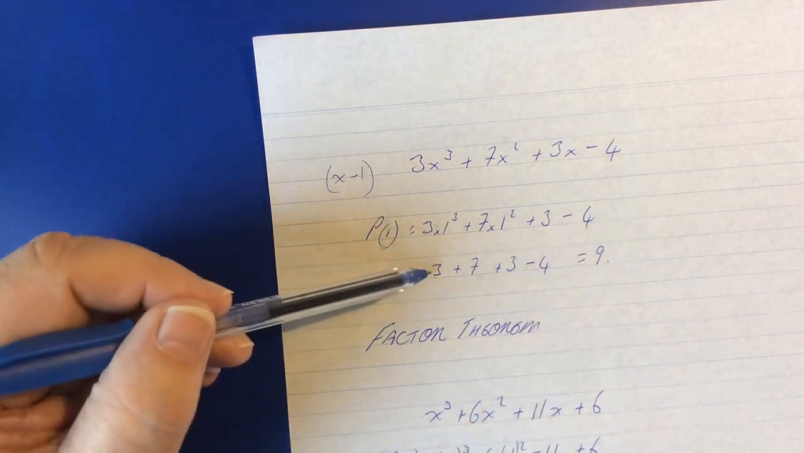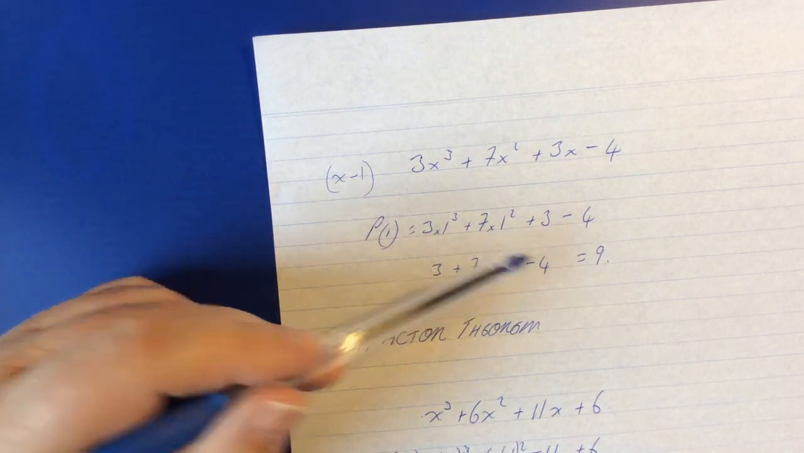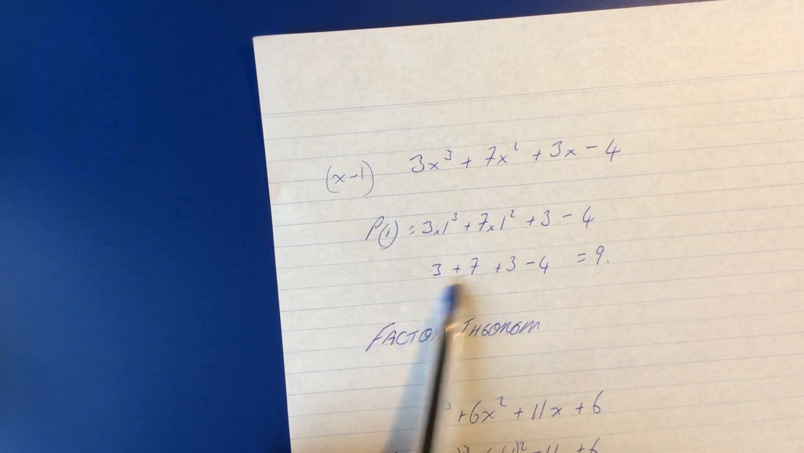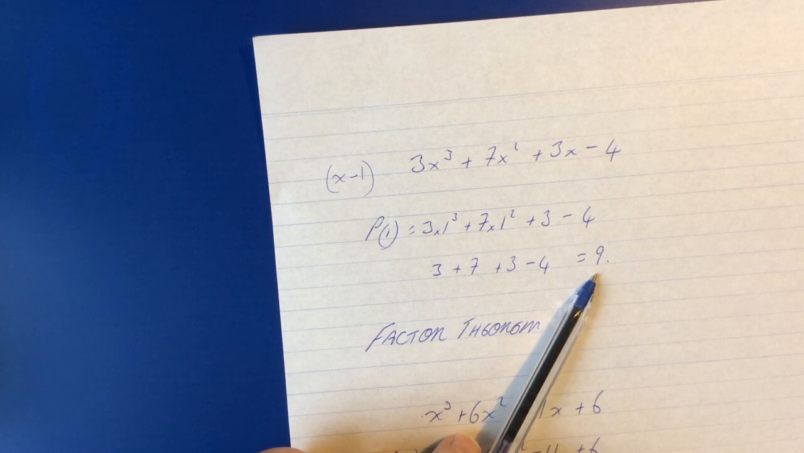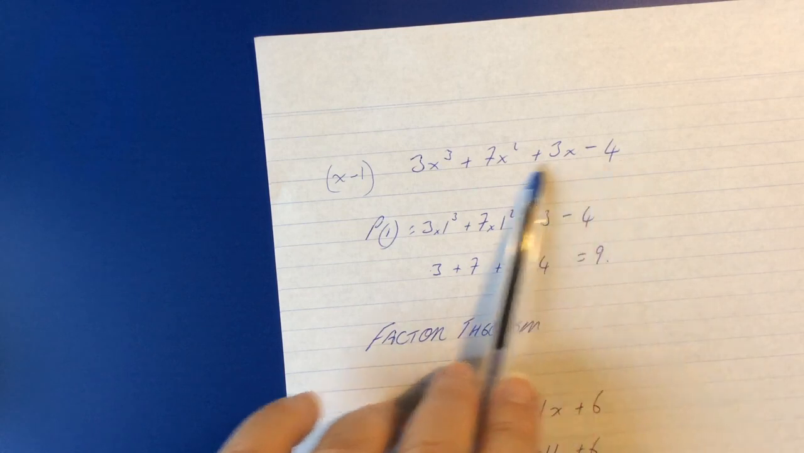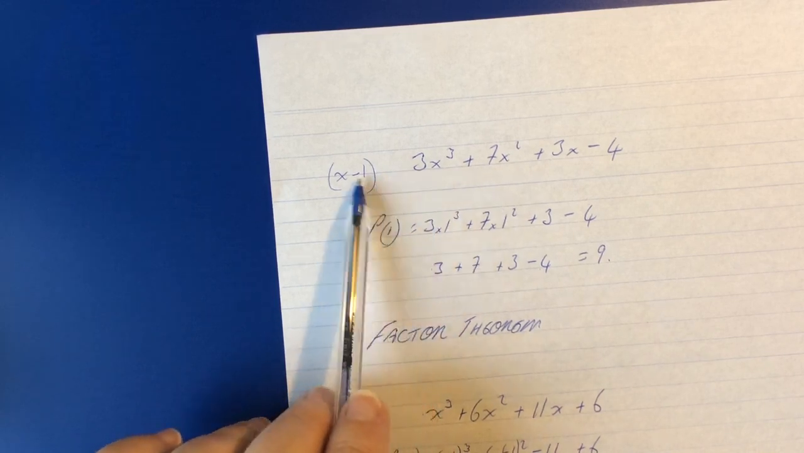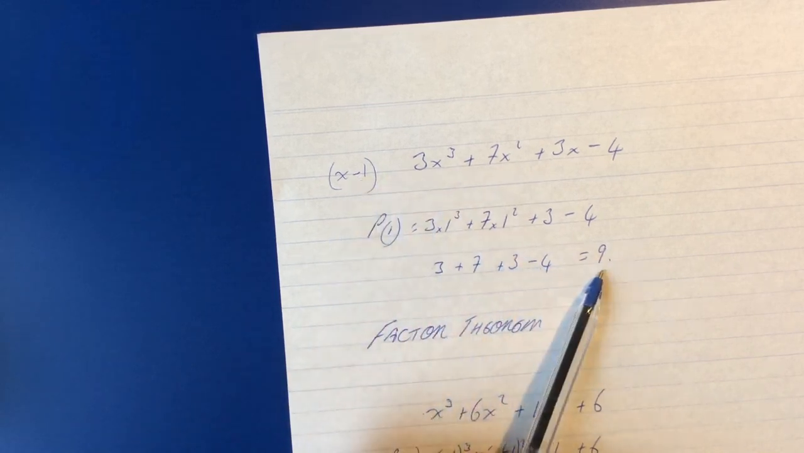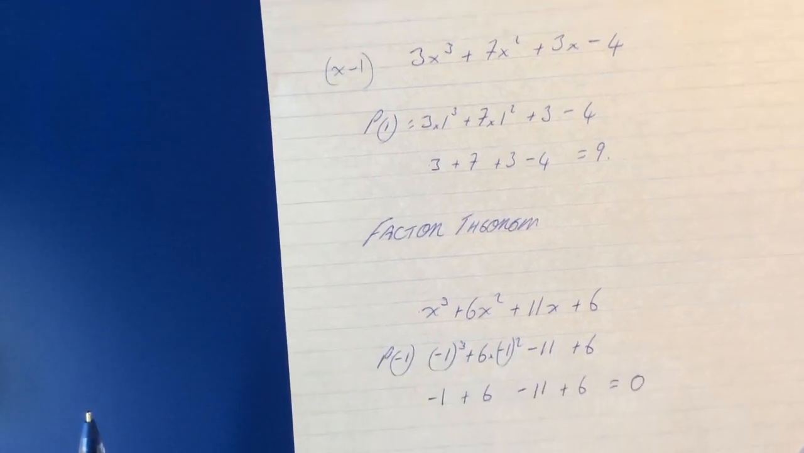What does that come to? Well, it comes to 3 plus 7 plus 3 minus 4, which I think is 9. I hope it's 9. I hope I haven't fallen down on the easy bit. So what that tells us is two things. First of all, this is not a factor of this. Well, it's not a factor that will leave us without a remainder. And if we were to divide this by this, our remainder would be 9. That's useful because it saves time. Now, let's have a look at factor theorem.